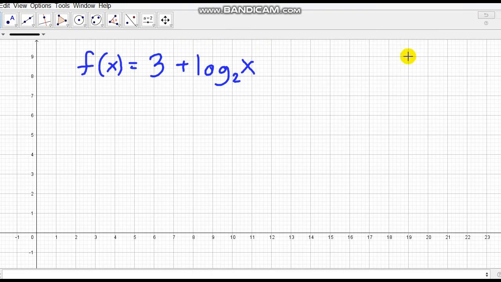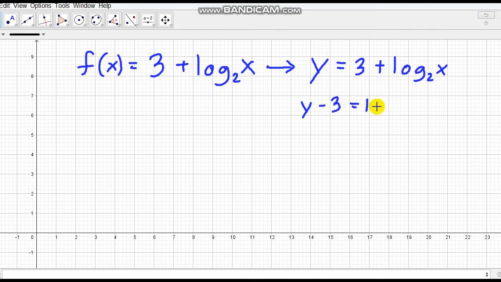Okay, let's try to graph f of x is equal to 3 plus logarithm of x to the base 2. One thing that we have to remember is that the logarithmic function is the inverse of an exponential function. So what we can do here is rewrite this as an exponential function and get its inverse. We change the f of x to y. So y is equal to 3 plus logarithm of x to the base 2. We're going to rewrite this logarithmic function into an exponential function. Let's transpose 3 to the other side, so this becomes y minus 3 is equal to logarithm of x to the base 2. Since 2 is our base, we'll have 2 raised to y minus 3. Y minus 3 is our exponent. It's equal to x. So we now have the expression as an exponential function.